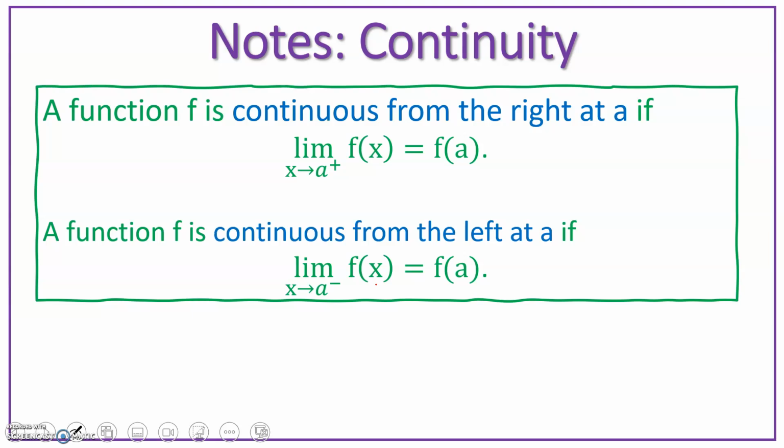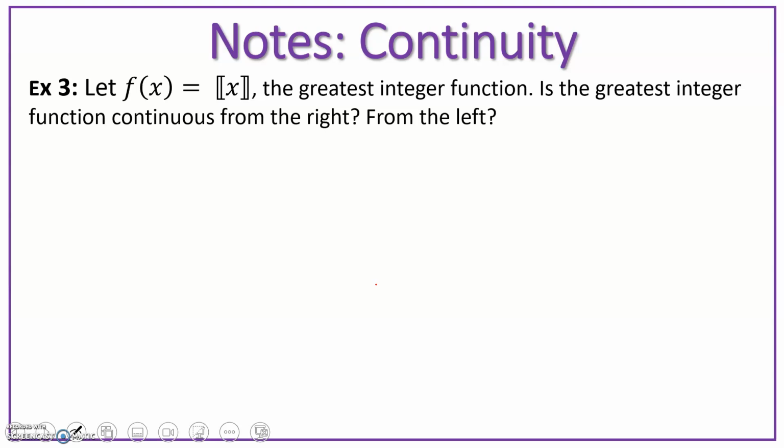Okay, we're going to say this. A function is continuous from the right at a if the limit from the right is what it's defined at. A function is continuous from the left at a if the limit of the function as x approaches a from the left is what it's defined at. All right, the question here: is the greatest integer function continuous from the right or from the left? Okay, so let's check. The limit of our greatest integer function as x approaches a from the left. Now, we saw this in a homework last week.